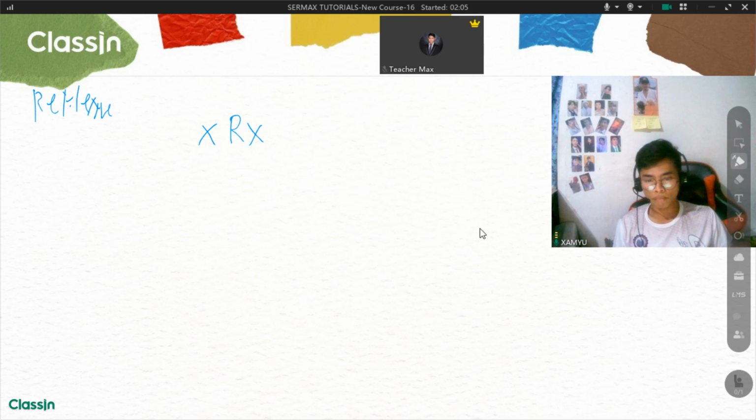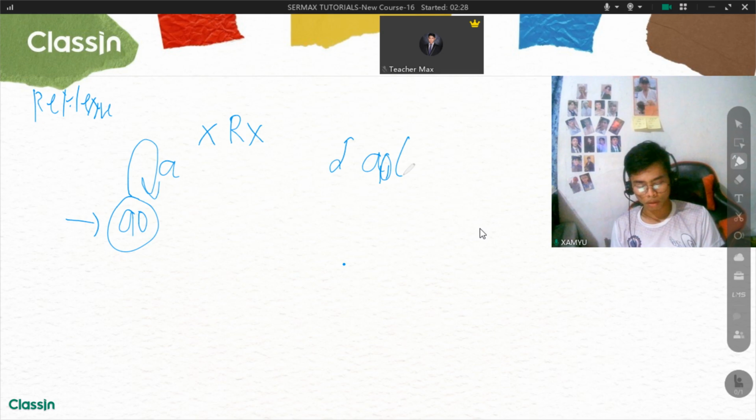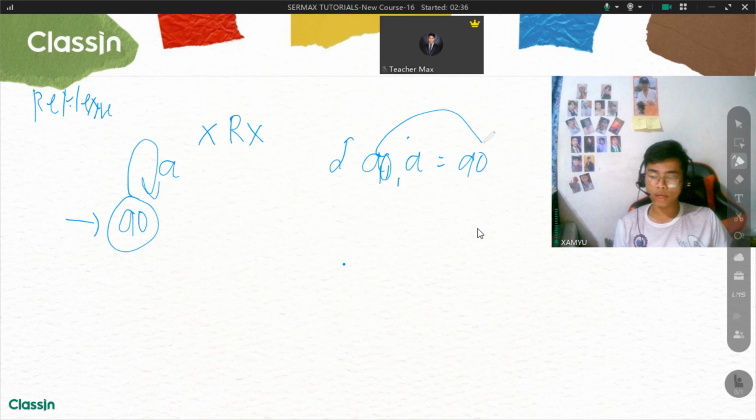Anyway, in our automaton, when we say reflexive, this is how it works. Q0 is reflexive with input A, that is A is to A. Transition on A is still Q0. So once we input A in our Q0, it will always loop. That is the theory of reflexive.